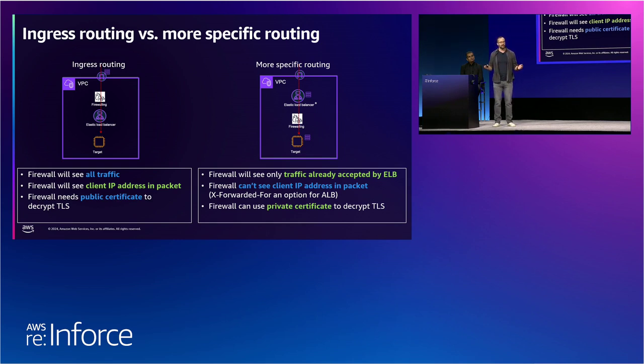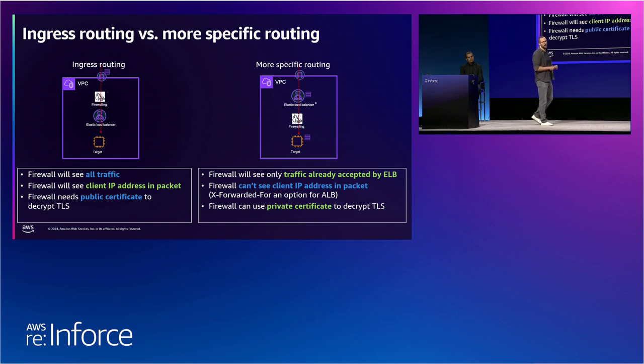So now all the traffic from a packet point of view comes from the Elastic Load Balancer, not from the public client out on the internet. If it's an ALB you're using, you can include the IP address in the X-Forwarded-For header and then have your firewall take a decision on that. But if you're using an ALB, you might as well just use WAF.